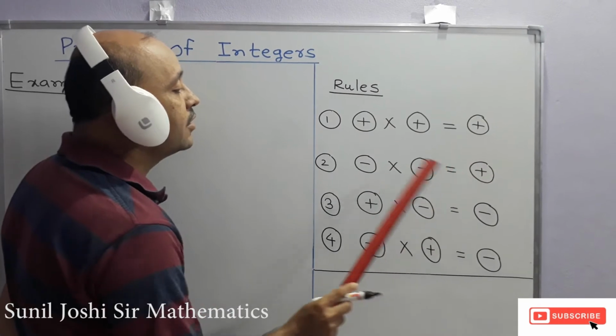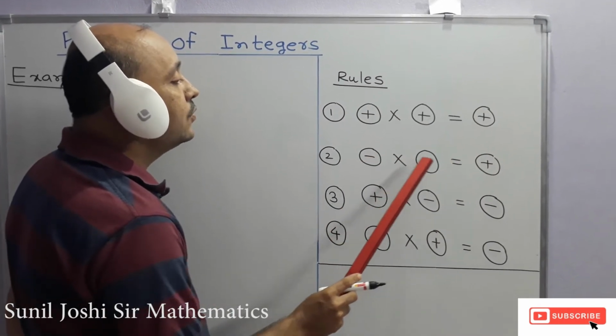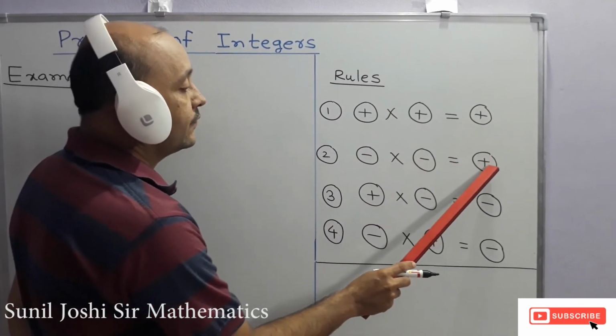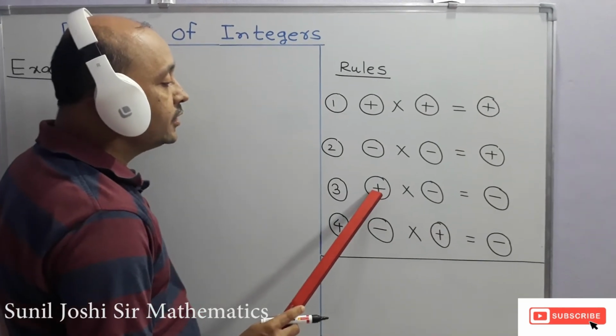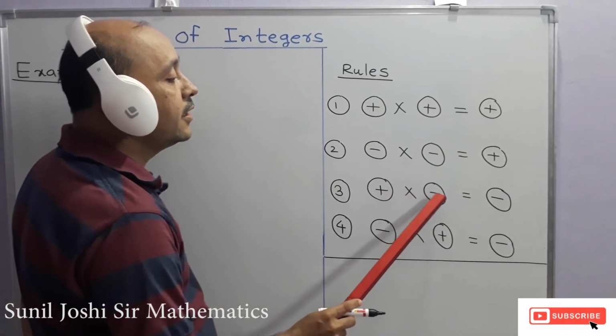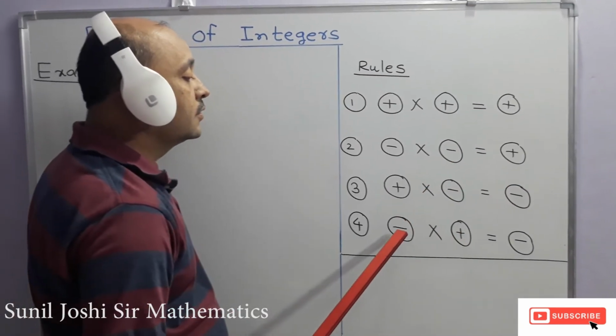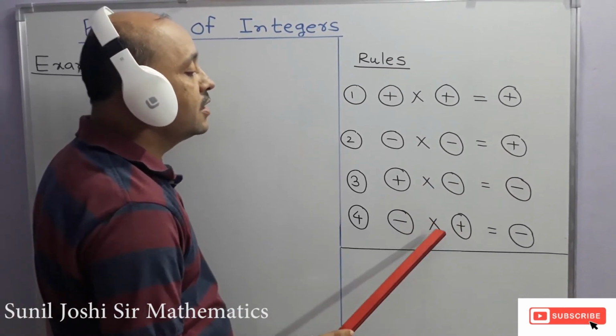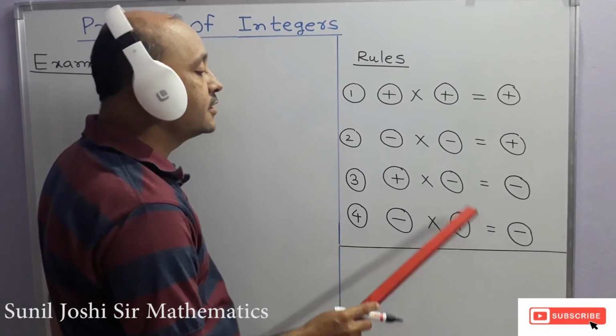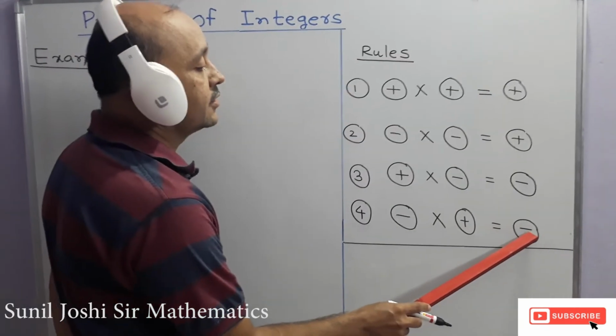It is a very important rule. Negative into negative, the answer is positive. The next rule is positive number is multiplied by negative number, the answer is a negative integer. Or the first one is negative integer multiplied by second one is positive integer, still the answer is negative integer.